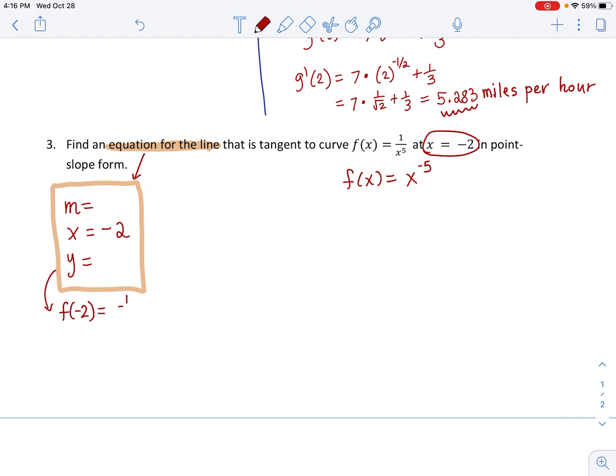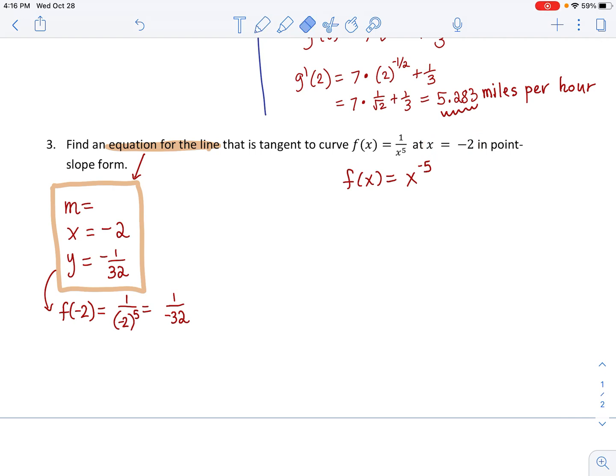So f of negative 2 is 1 over negative 2 to the 5th power. That's going to be 1 over, if you multiply 2 5 times, what's that going to be? That's 4, 16, times 2, 32. But hold on, that's going to be negative 32, right? Because we're multiplying negative 2 by itself an odd number of times. So the y value is not the nicest, but okay. 1 over 32, or negative 1 over 32. But that's how you can find the y value. Plug in that x value into the function.